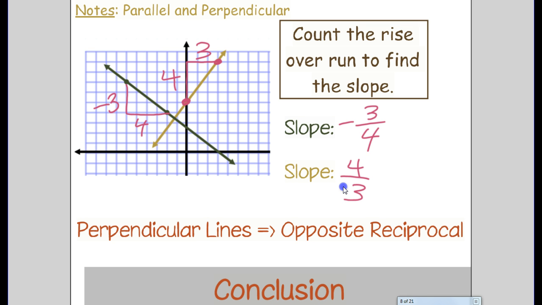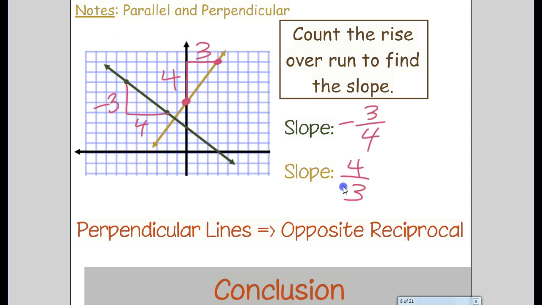Perpendicular lines are opposite reciprocals. These are big words. Write small. Opposite means you change the sign from positive to negative or negative to positive. Reciprocal means you flip the fraction. Opposite reciprocal. Flip and switch. We're about to practice. So you have to do 2 things every time. You can't ever just do one thing. Flip the fraction and switch the sign.